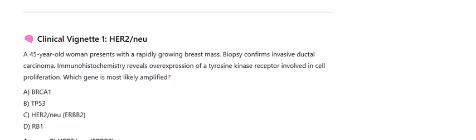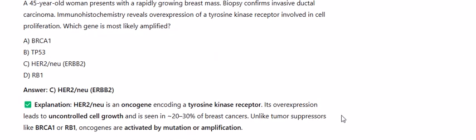A. BRCA1. B. TP53. C. HER2-neu, ERBB2. D. RB1. Answer C. Explanation. HER2-neu is an oncogene encoding a tyrosine kinase receptor. Its overexpression leads to uncontrolled cell growth and is seen in 20 to 30% of breast cancers. Unlike tumor suppressors like BRCA1 or RB1, oncogenes are activated by mutation or amplification.